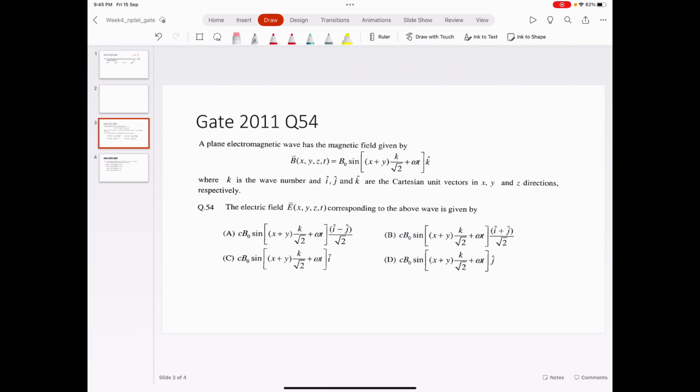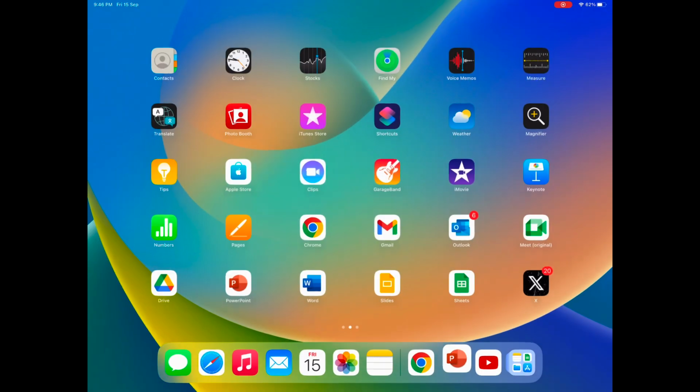Therefore, what exactly we need to find out is a relationship between B naught and E naught for the case where it is in the form k dot x plus omega t. In this case it is plus omega t, it is not minus omega t. So we have to derive a vectorial relationship between this B naught, which is present, and E naught, which we require to find. Okay, so let's see the step-by-step solution.